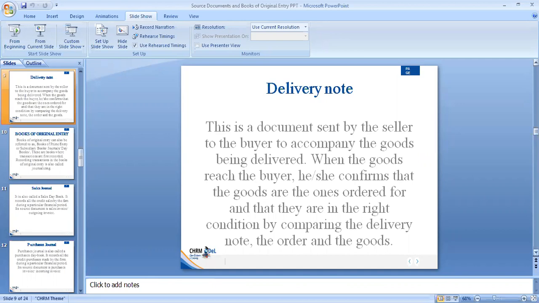So if it is written maybe 10 packets of item X, you confirm whether there are 10 packets and whether they are of the right quantity. And then you can confirm to the seller that those goods have been safely and correctly received as indicated on the delivery note, which would now be used in preparing the invoice for that particular consignment.